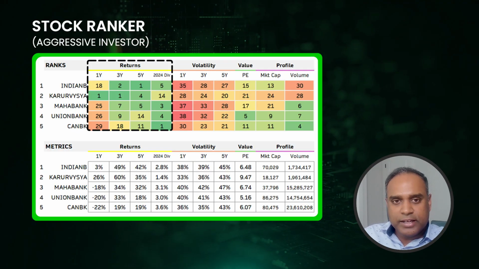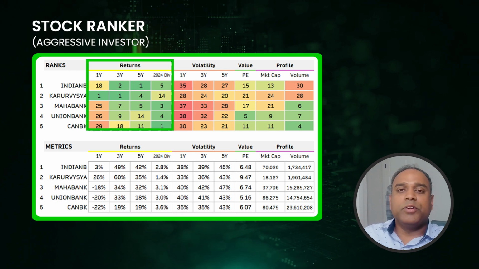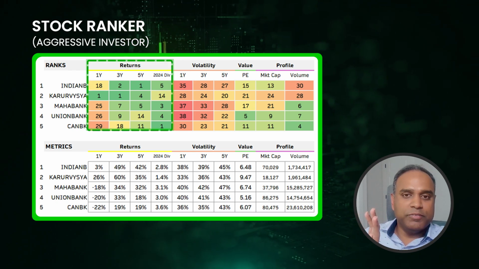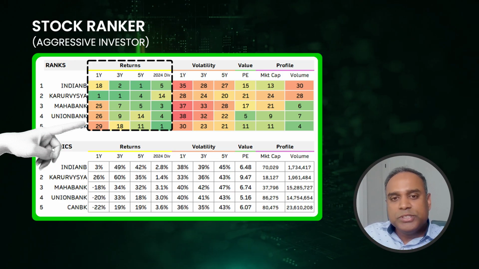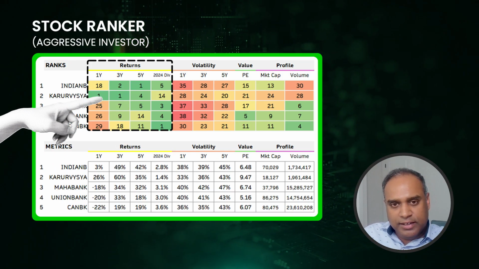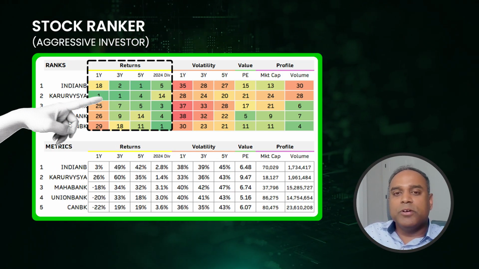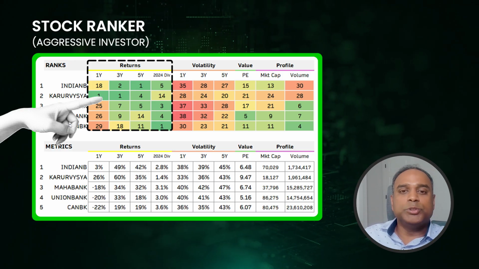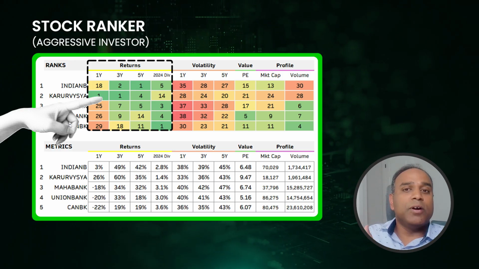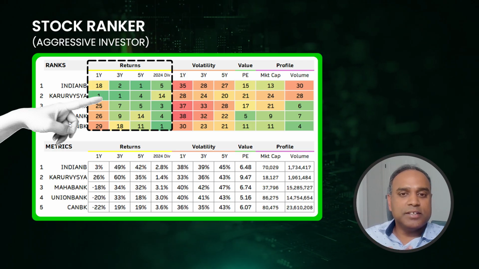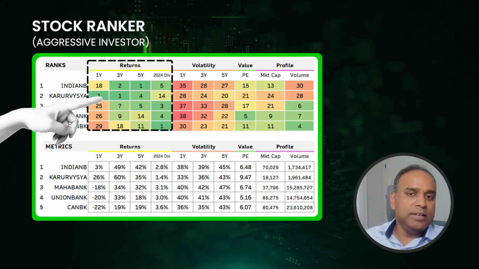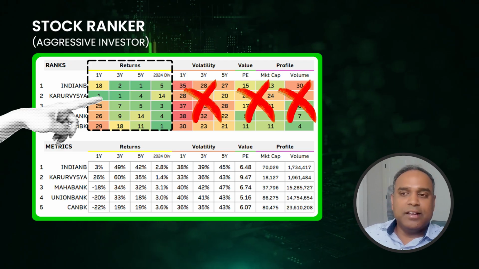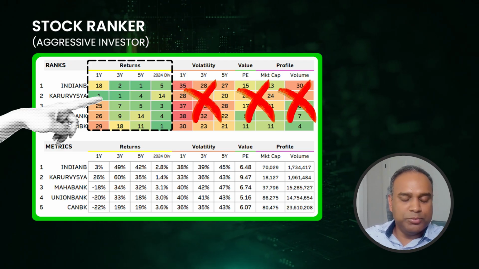If you look at this table on the top, an aggressive investor only cares about the returns, right? So I've given 100% of the weight to returns. You see that they're all dark green for the most part, because these are the best banking stocks when it comes to returns. So that gets prioritized. As an aggressive investor, I'm giving importance only to the returns, and I don't give importance to volatility or value or market cap. It doesn't matter to me.